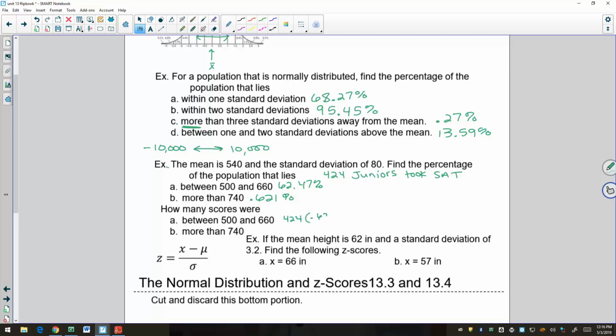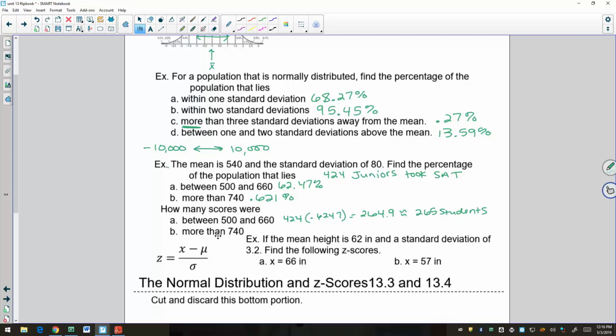It's 0.6247. That turns out to be 264.9 students. Well, you're going to round that up. It's approximately 265 students who got between a 500 and a 660.